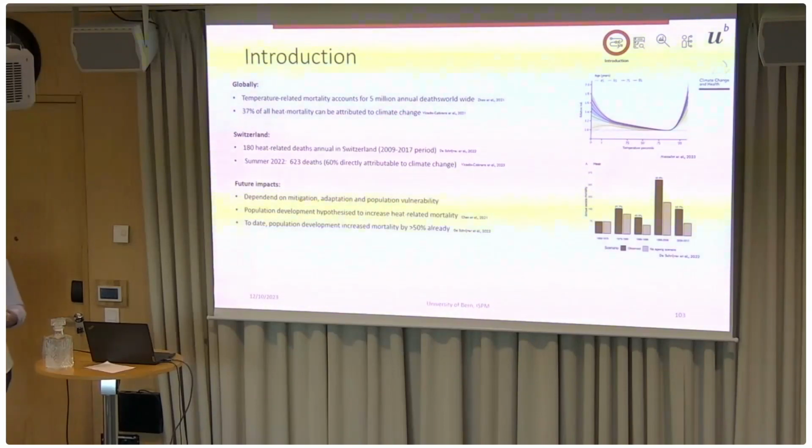However, when zooming into Switzerland, we can see that 180 deaths occur annually related to heat in the period between 2009 and 2017. However, as we all know, the year 2022 was a very hot year in Switzerland. And as a result, we also saw a huge uptick in the impacts. More than 600 deaths we estimated could be attributed to heat. Of those 600 deaths, more than 60% could directly be attributable to climate change already. So this gave us a small omen of what the future would look like.